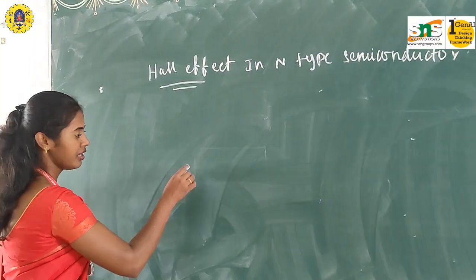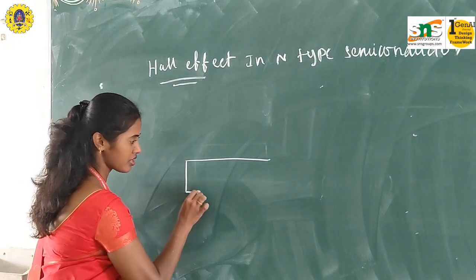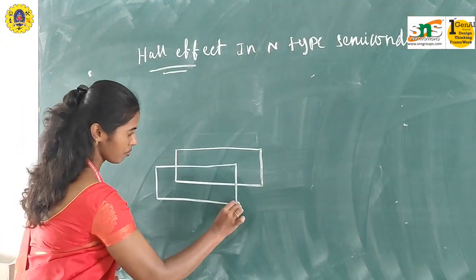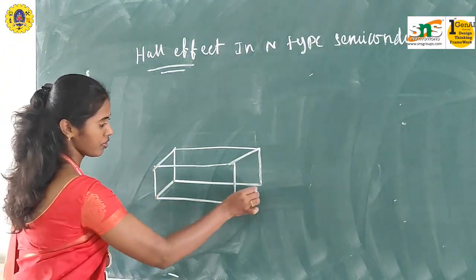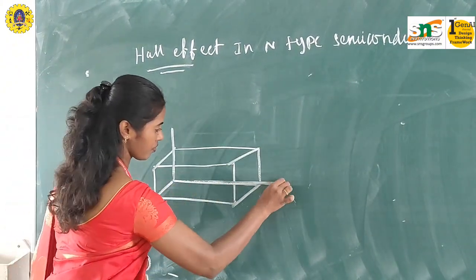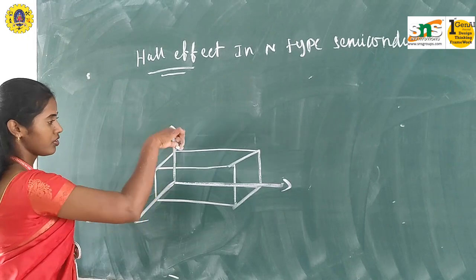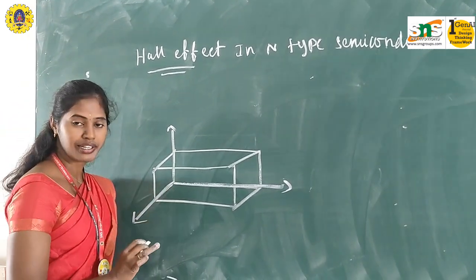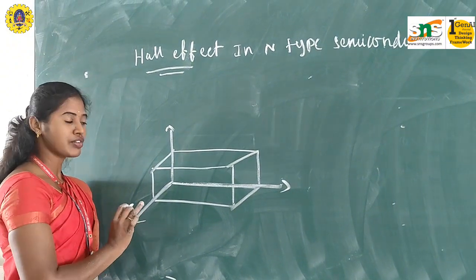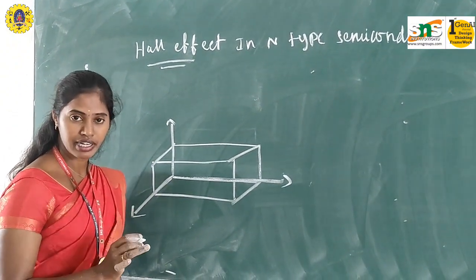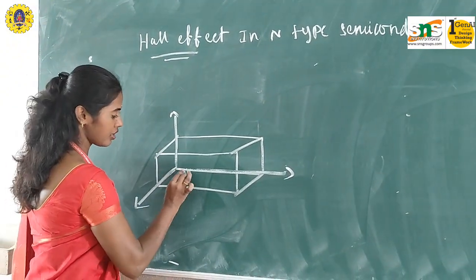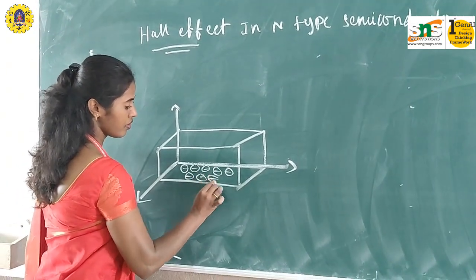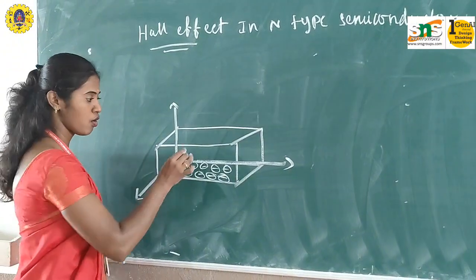So let us consider an N-type semiconductor, which is kept in a transverse magnetic field. This is the conducting material. In N-type semiconductor, the majority charge carriers are electrons, so electrons are located on this side. The minority charge carriers are holes.